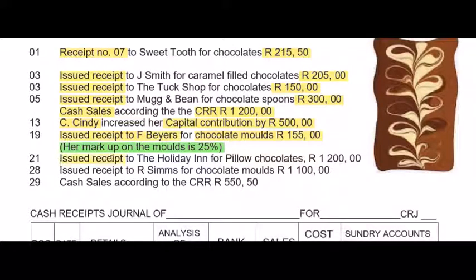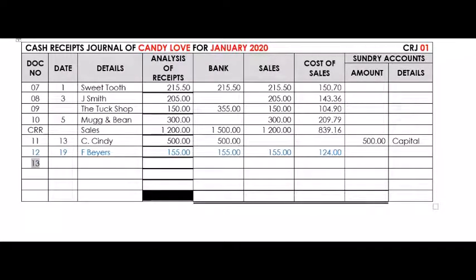Then on the 21st, we issued a receipt to the Holiday Inn for pillow chocolates, 1,200 Rand. So it's a receipt number 13. On the 21st, the customer is the Holiday Inn. We received 1,200 Rand from them, and it's the only transaction for the day, so put the money in your bank. We received the money for a sale, but now I hope you've noticed that we already had a sale with a value of 1,200 Rand, and we calculated the cost of sales as 839 Rand 16 cents. So the cost of sales here doesn't need to be calculated. You can just copy that value.